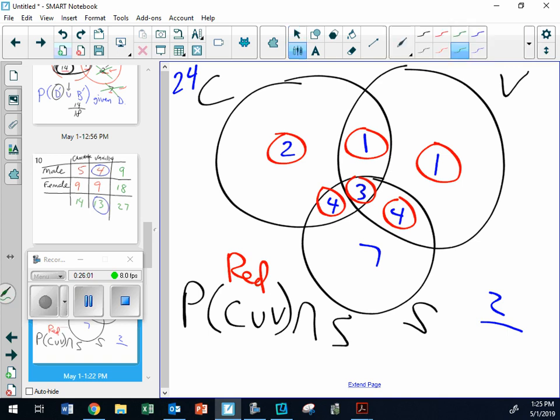Now, S will be all the green ones. But we want now to know where they overlap, because that's intersect. And that is, where do they overlap? The 4, the 3, and the 4. That makes 11 out of 24. Raise your hand if you had 11 out of 24. Ooh, less than half of you got it, and I understand. These are tough. Why is it 11? Because 4 plus 4 plus 3 adds up to 11.